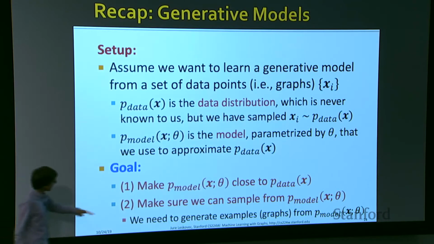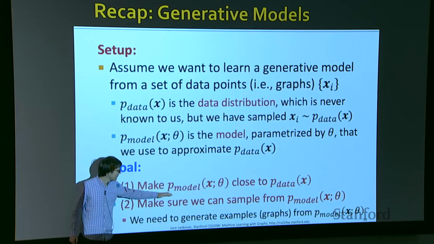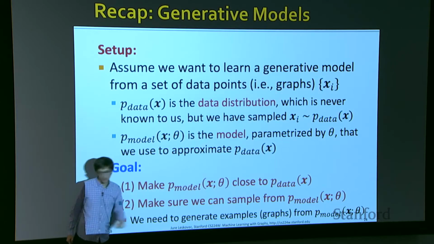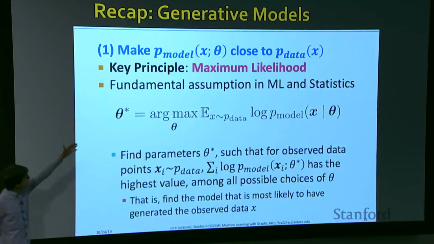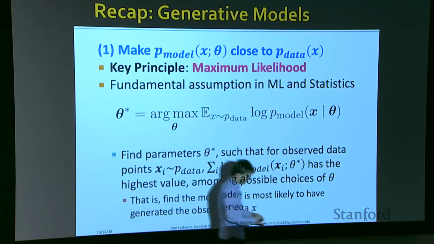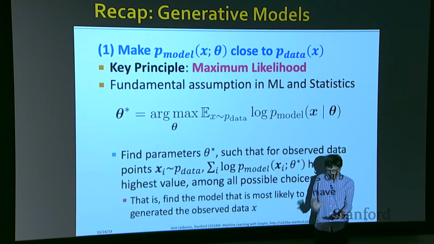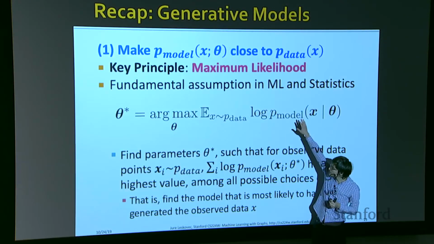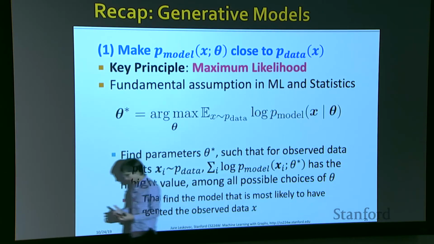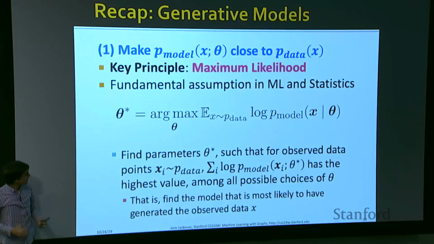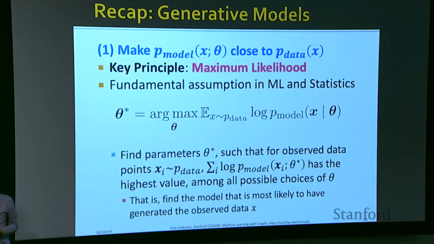So now let's formalize what it means to make P model close to P data. We talked about this, but you will be surprised: we arrived at the same concept we already talked about. The key principle is maximum likelihood. It says, let's build a model that maximizes the likelihood of my data, right?